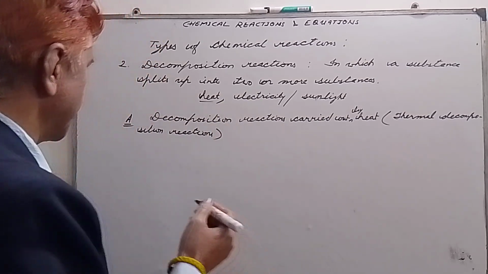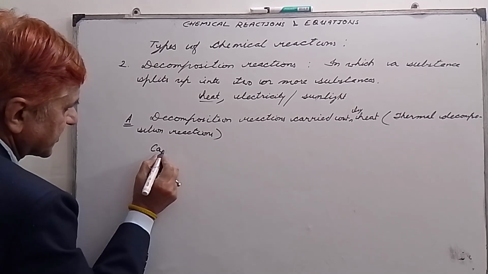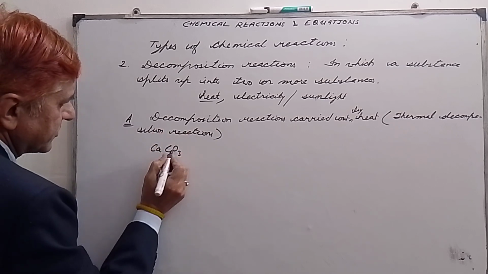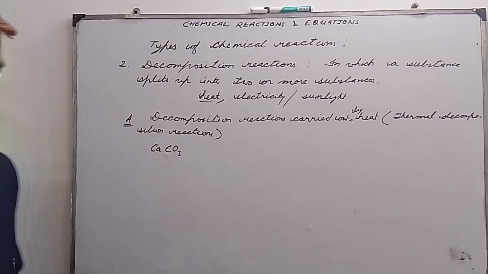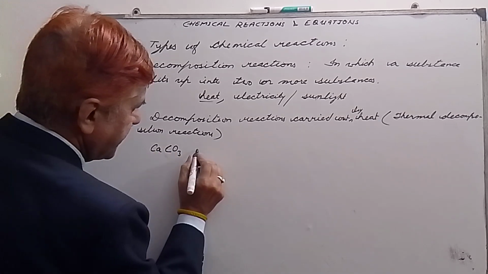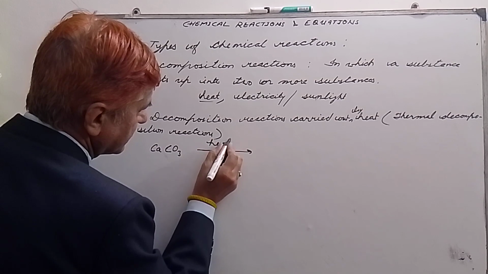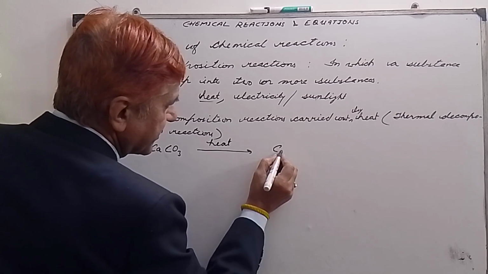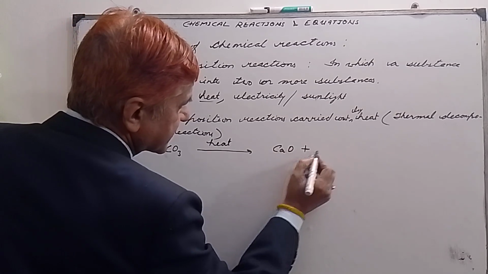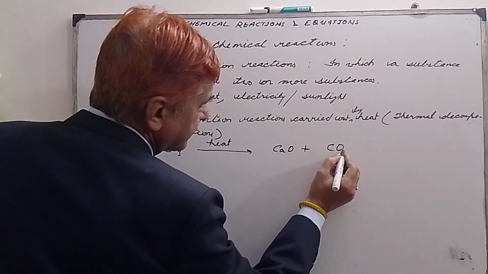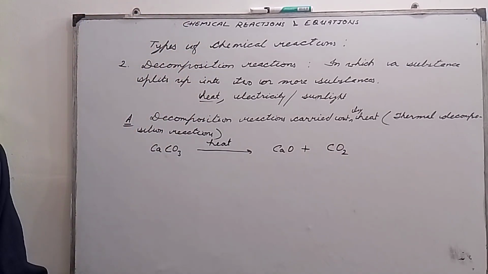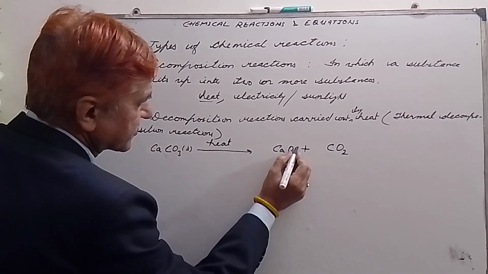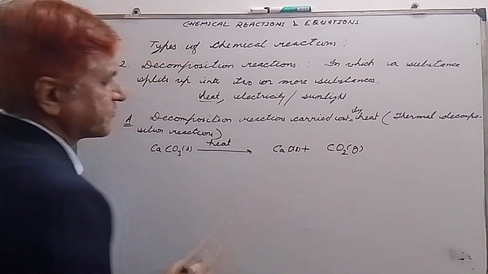So for example, we have calcium carbonate, CaCO3. This is calcium carbonate. We heat it and it decomposes into calcium oxide plus carbon dioxide. This is in solid form, this is also in solid form, and this is in gas form.